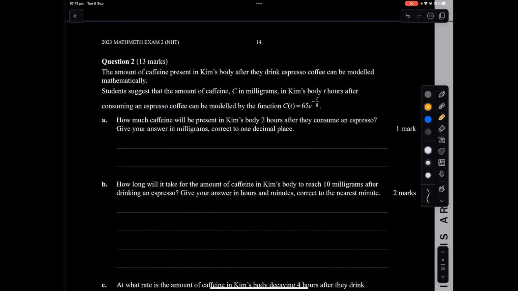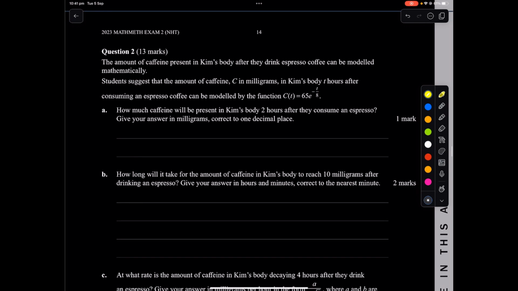Question 2. The amount of caffeine present in Kim's body after they drink an espresso can be modeled mathematically. Students suggest that the amount of caffeine, C milligrams, in Kim's body t hours after consuming espresso coffee can be modeled by this. How much caffeine will be present in Kim's body 2 hours after they consume an espresso? Give your answer in milligrams to 1 decimal place.